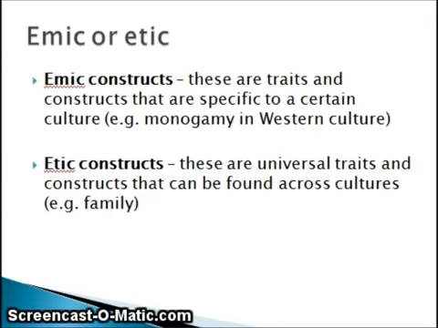So family. Yeah, every single culture around the world has the concept of family. Every single culture around the world at some point or another has had the concept of religion. Or we have the concept of gender. But emic constructs are things which are individual to certain cultures. So monogamy in Western culture. We believe that usually or traditionally one man, one woman, or indeed nowadays one man, one man, one woman, one woman. Whereas other cultures, and more creeping into our own culture, admittedly, they go in for polygamy.